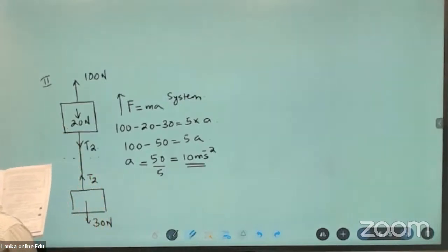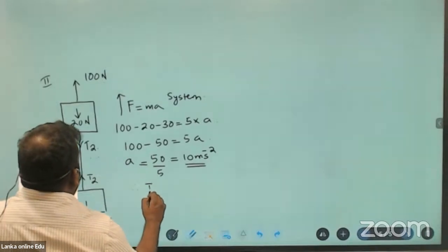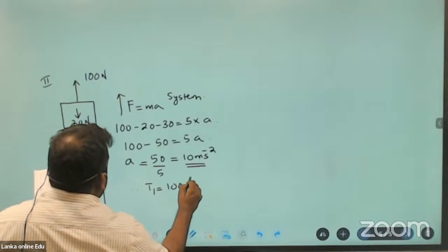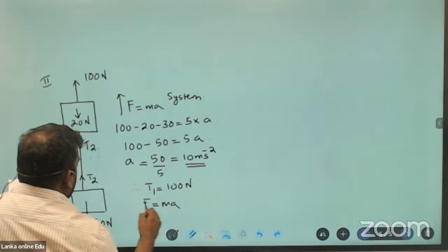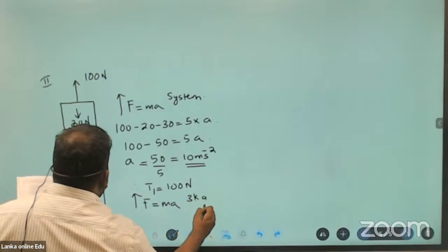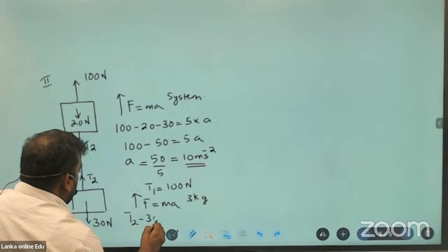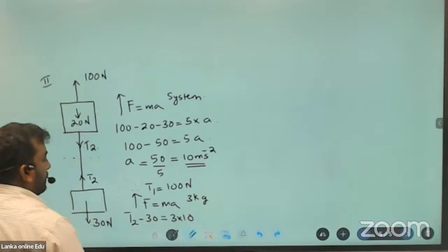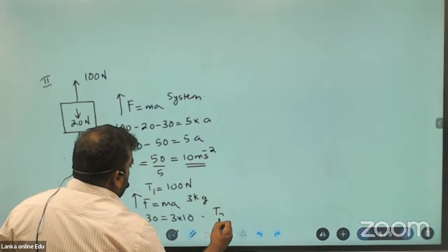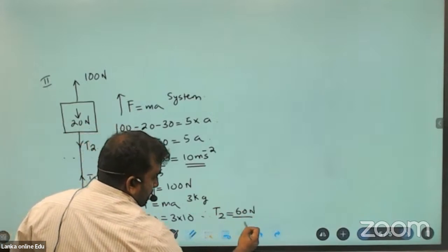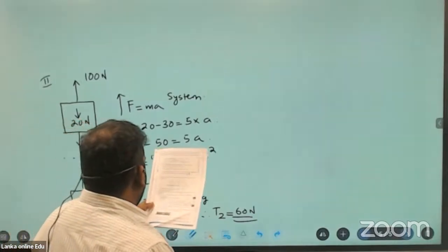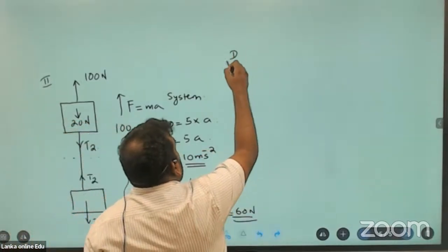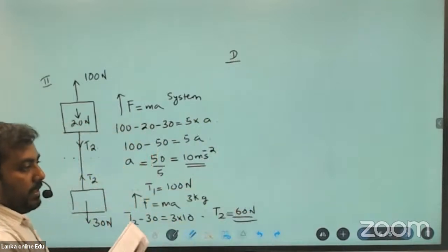Find the tension of the string at this instant. Therefore, T1 is equal to 100 Newton. Carefully look at T2. If you apply F equal ma on the 3 kilogram mass, T2 minus 30 equals mass into acceleration, which is 10. Therefore, T2 is equal to how much? 60 Newtons. T2 equals 60 Newtons. Okay, Part C done.